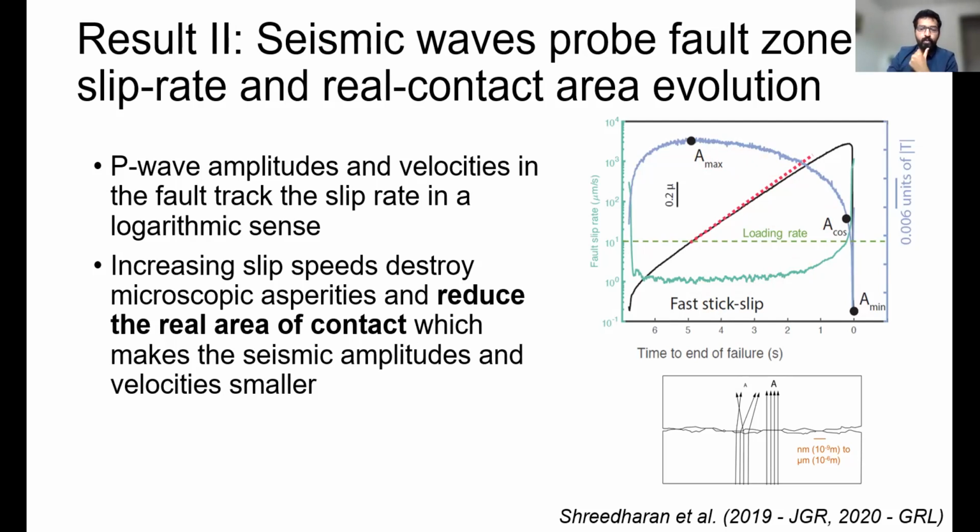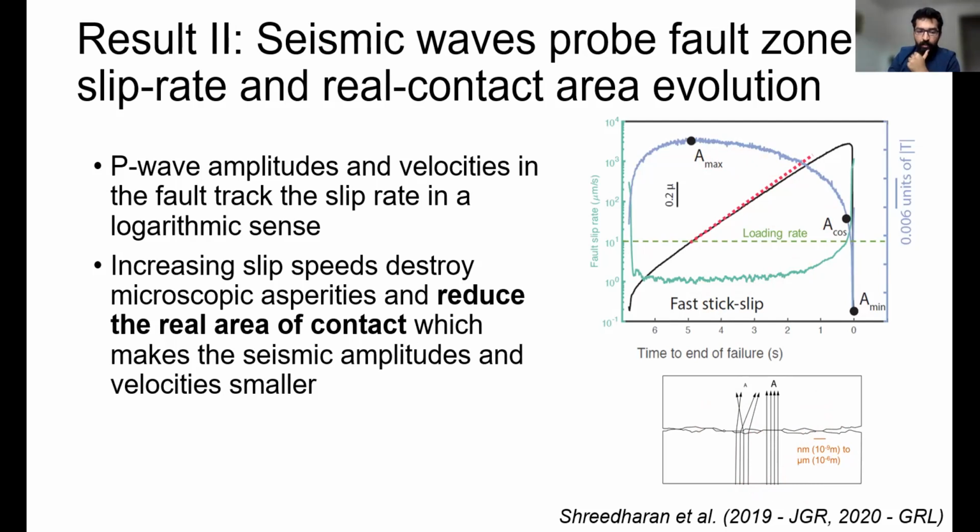So thinking back to the original model for a real contact area, what this means is that as the fault slips faster, when the earthquake nucleates or you have a very long nucleation phase and a seismic creep phase, the real contact area decreases and drives the pre-seismic P wave amplitude and velocity reduction. So what does this mean for crustal faults, which are much, much, much more complex, right?